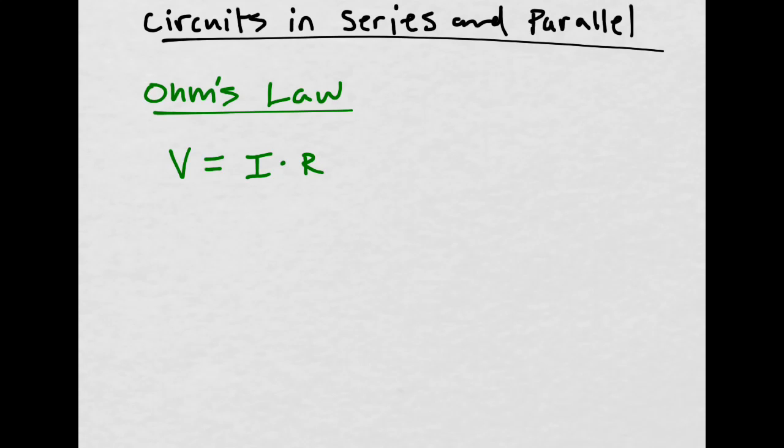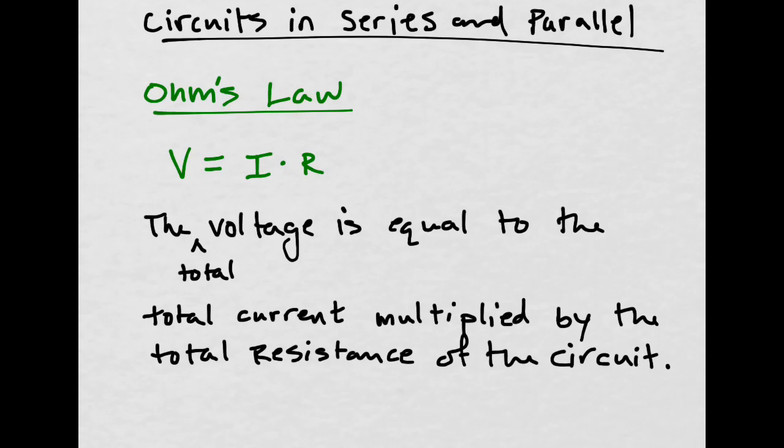And it's Ohm's law. This law says the voltage is equal to the current times the resistance of the circuit. So the total voltage is equal to the total current multiplied by the total resistance of the circuit. If you know two of these, you can always get the third one just by solving simple algebra.